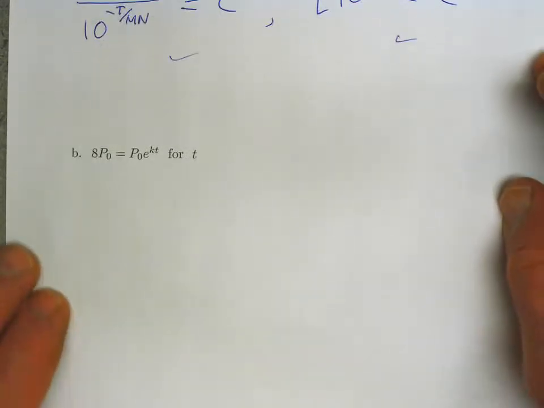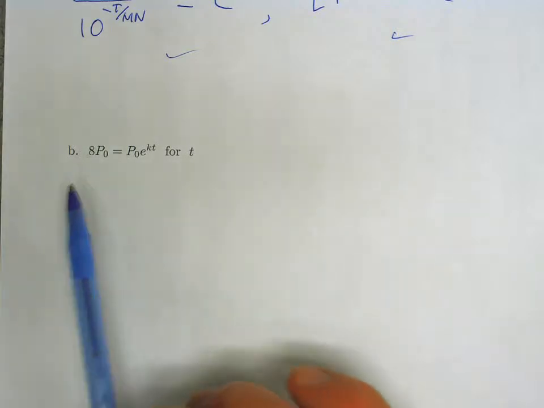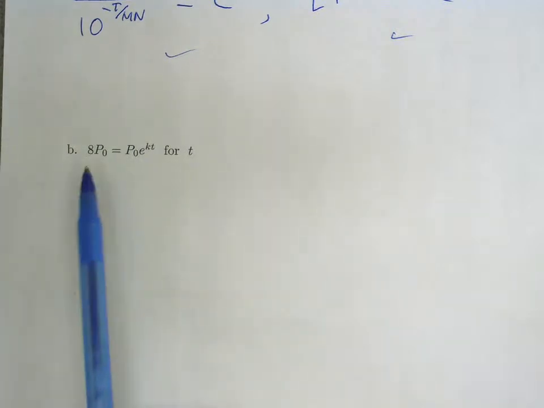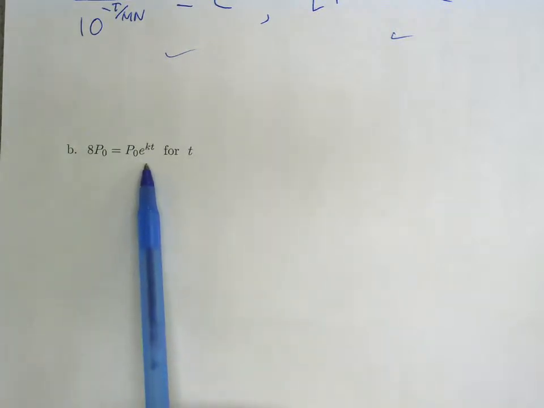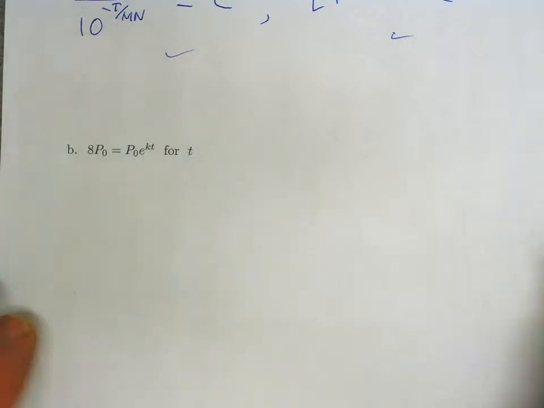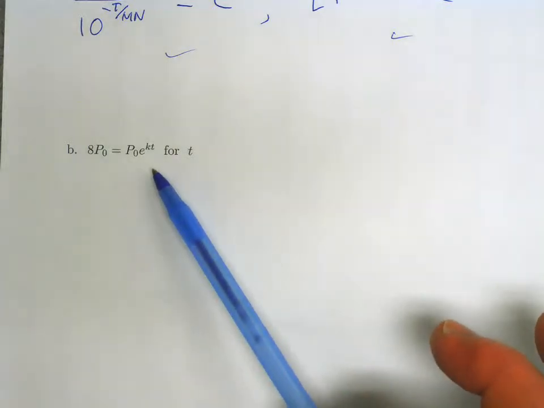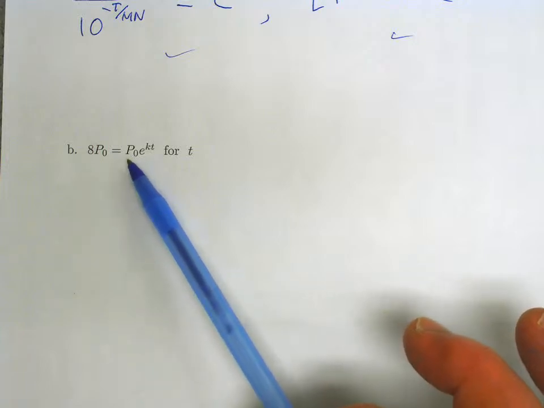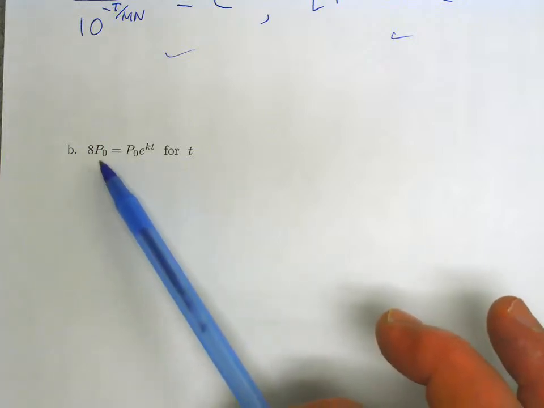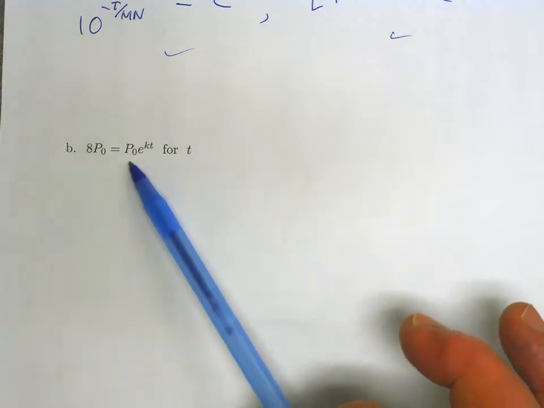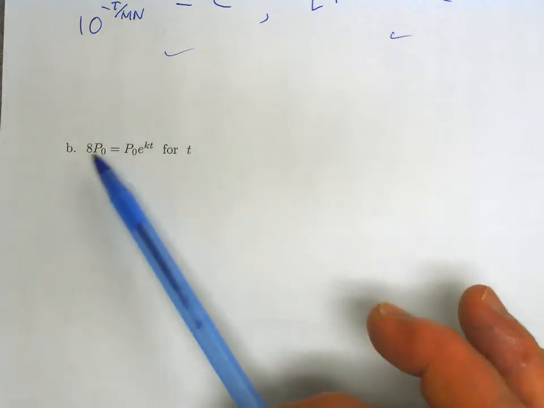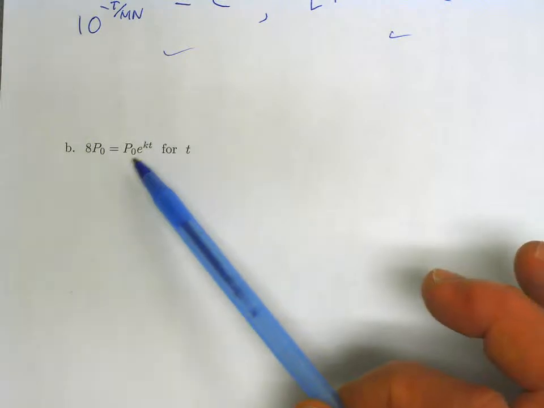Okay, on this one, solve for t. 8 times p sub 0 equals p sub 0 times e to the kt. Solve for t. This is like asking, find the amount of time it takes for an initial quantity to be 8 times that initial quantity. If the initial amount is p sub 0, then 8 times p sub 0 is 8 times the initial amount.